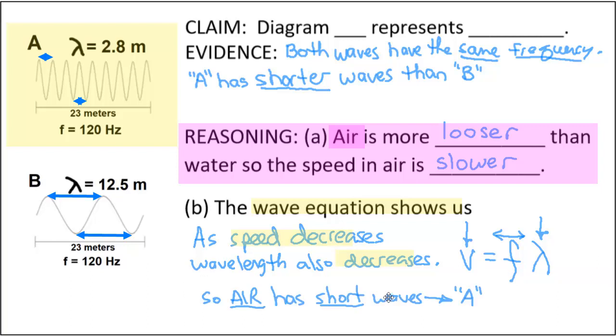Now, you don't have to write it down here, but I'll just write it to be complete. So air has short waves, so it's A. So now we come back up to our claim, and don't forget to fill in your claim now. Okay, we figured it out. Diagram what represents what? Diagram A right here represents air. Our question was asking about air, so there's our answer. So there's our claim, evidence, and 2 parts of our reasoning. This is a 4-point answer.